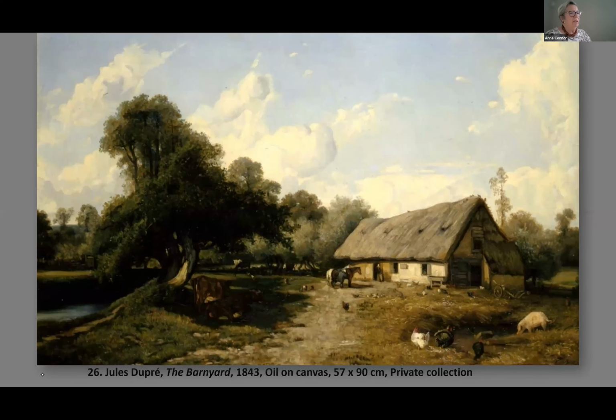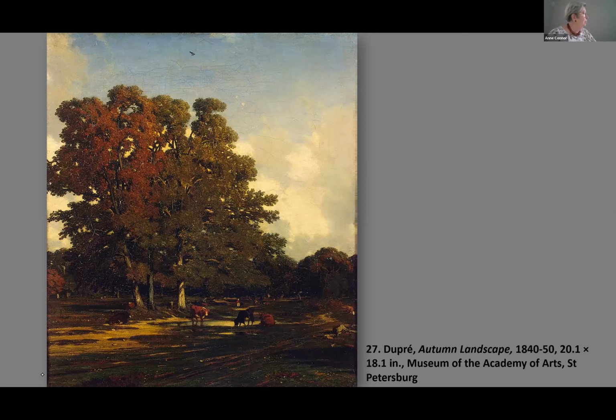This is the barnyard. As you can see, rich coloring, soft touch too when you see the thatched roof. But you have that accidental tree at the front, and that's the kind of thing he's going to show quite often. He's more romantic, let's say, than what we have seen up to now. Here's a very beautiful autumn landscape.